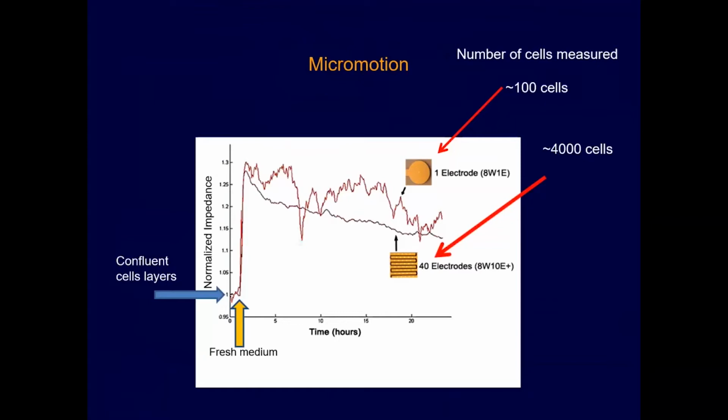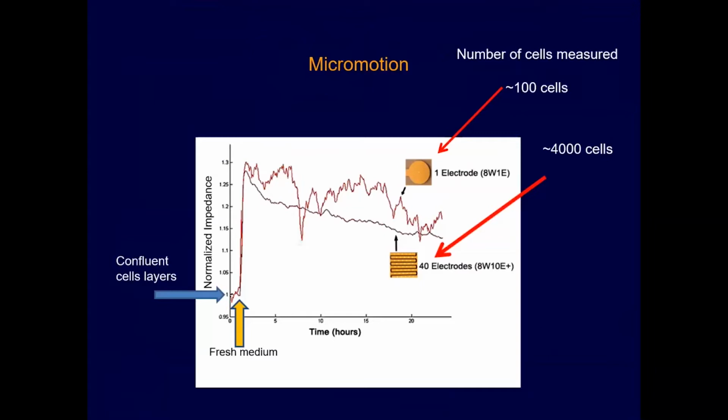Notice with both the single electrode or the 40 electrodes, the overall trend is the same, but by using additional electrodes, we quiet the micromotion and have a smoother trace to see the overall effect of the fresh medium upon the cell layer. The micromotion, though, is very important when studying toxicology, and that's a topic of another webinar, and so it is something we use these 1E electrodes for.